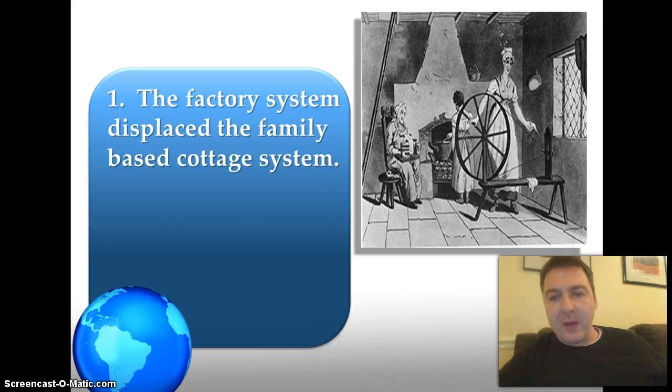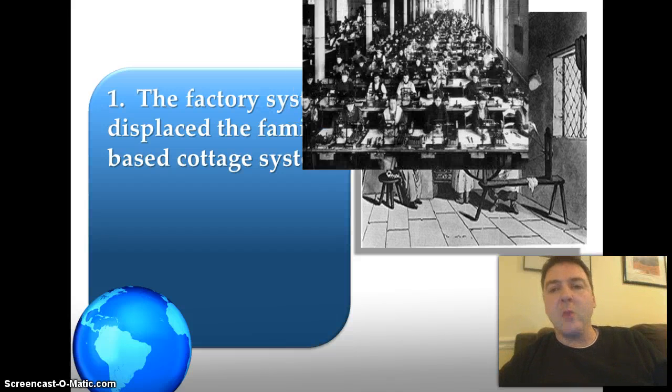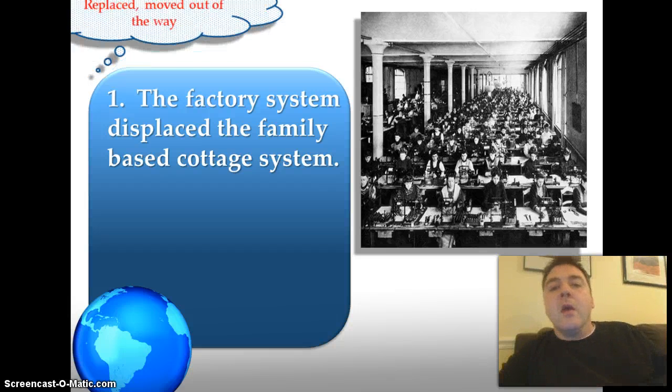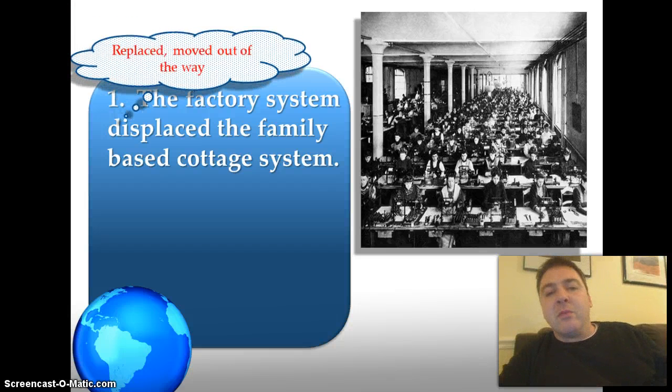Work, instead of being done, as we see in the picture here, by a family at their home, is now done in a factory. Many strangers come together under one roof to do the work that used to be done by these same people, but in their homes. Again, to displace is to replace or move out of the way. So the factory system replaced, moved out of the way, the cottage system.